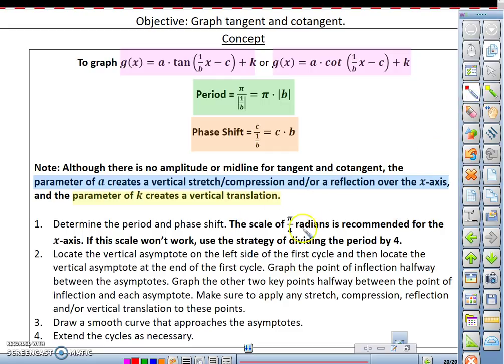We could use the same trick for scales. That could be helpful. Pi fourths radians, we think that'll work. We can use that, or we can use something else. When we graph tangent and cotangent, the key thing is to figure out where the asymptotes are moving to, and then to graph those key points between them, as I was discussing earlier, and then draw in our curve.